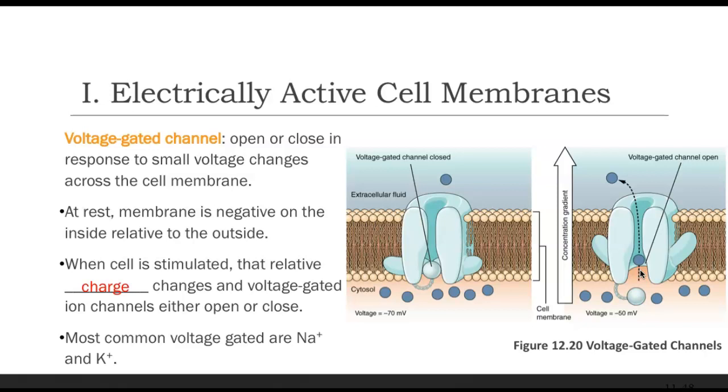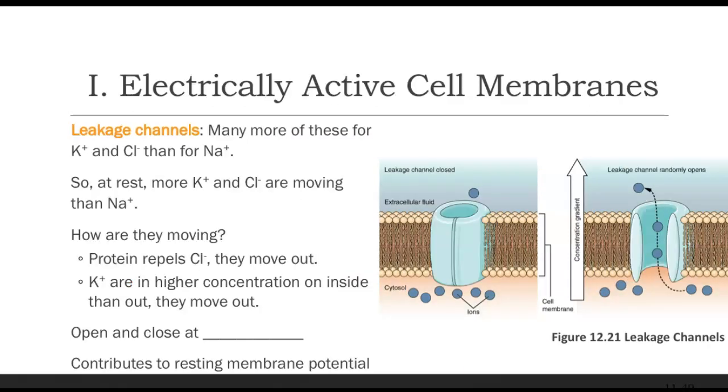in description of our action potential getting started. Now, the last type of channel we're going to discuss is a leakage channel, and there are many more of these for potassium and chlorine than there are for sodium. So this is why potassium is able to move through more easily than sodium is. So how are these ions moving? We talked about how proteins are going to repel the chlorine because they're both negatively charged. So the chlorine is going to want to move to our extracellular space.